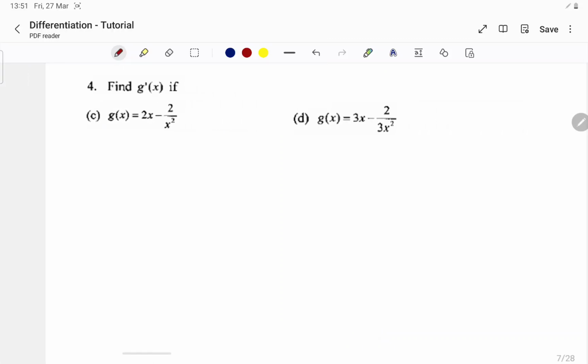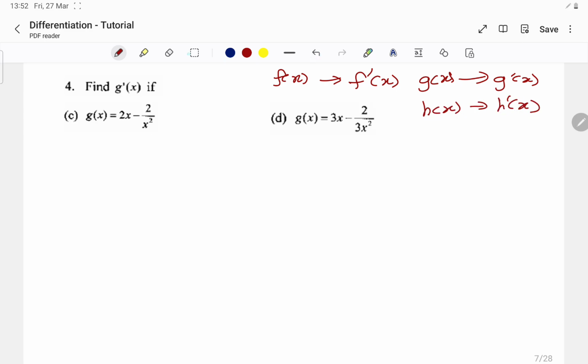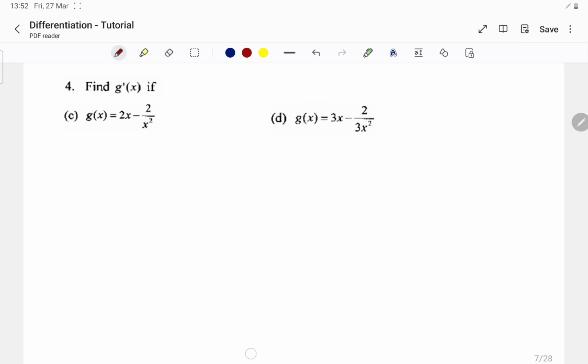Okay, now we proceed to the next question. Find g prime x. That means we have a function g(x) and then we have to differentiate it, just like how we have f(x), and when we differentiate it we get g prime x. When we differentiate f(x) we get f prime x, so it is also the same for g(x). When you differentiate you get g prime x. So let's say if you have h(x), when you differentiate you get h prime x. But still the differentiation is the same.